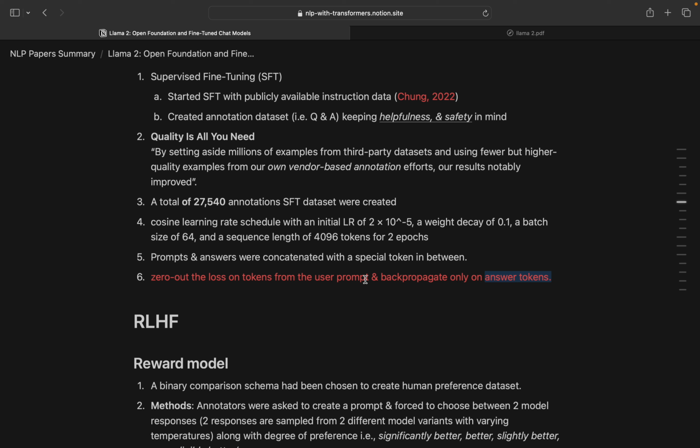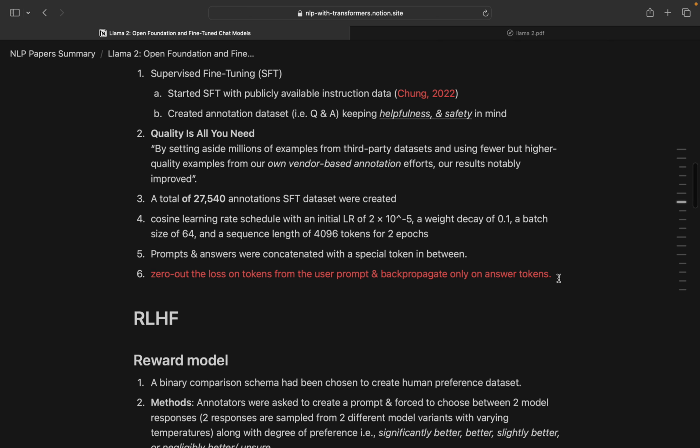Obviously it makes sense, right? Given X, the model has to predict Y, and the loss is computed only on the Y and not on the X. This is also something which is done.